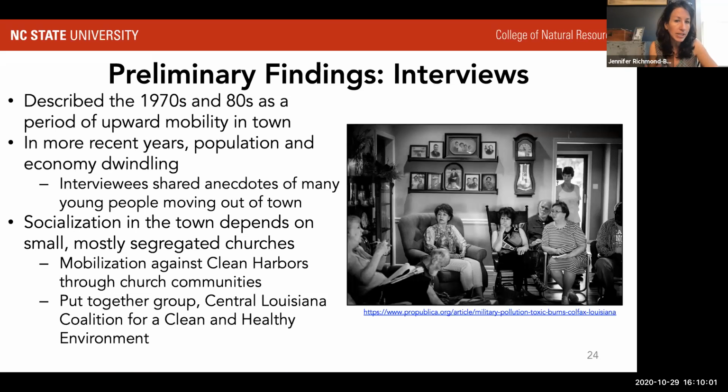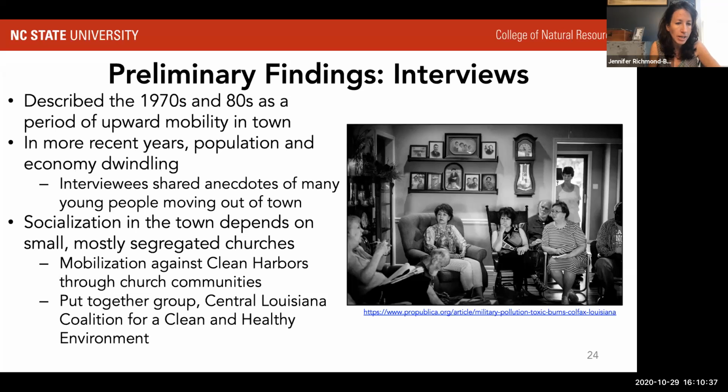But then in about the 70s and 1980s, many noted this as a period of upward mobility in the town where people were gaining more political traction. There was more equity in the town than they had seen in previous years. And then over more recent years, the population started dwindling and the economy started dwindling, and interviewees had shared anecdotes of many young people moving out of town because there weren't a lot of opportunities in this small rural town in Louisiana.